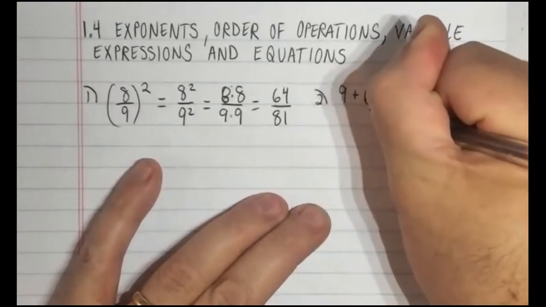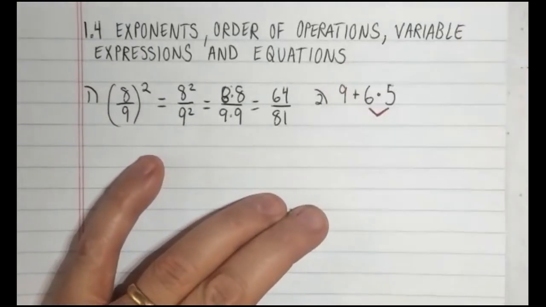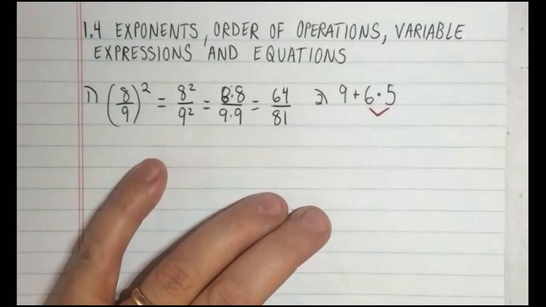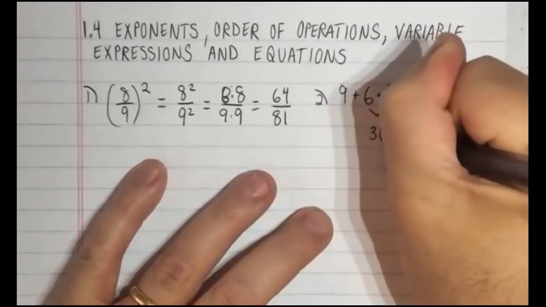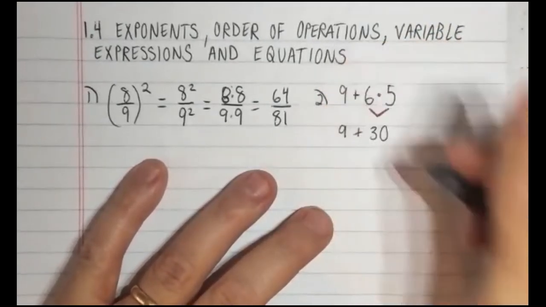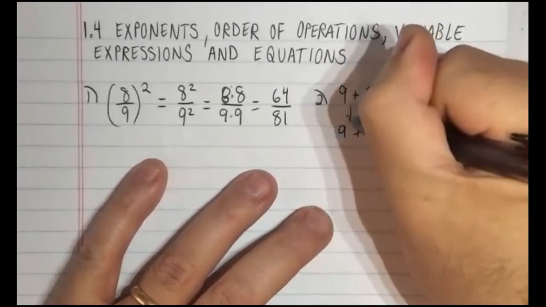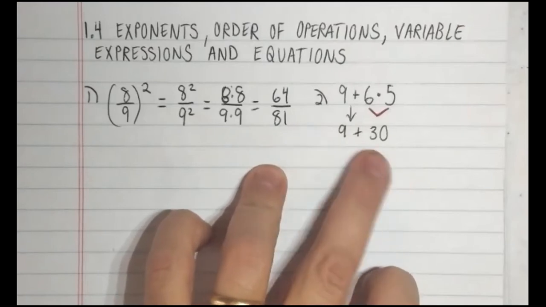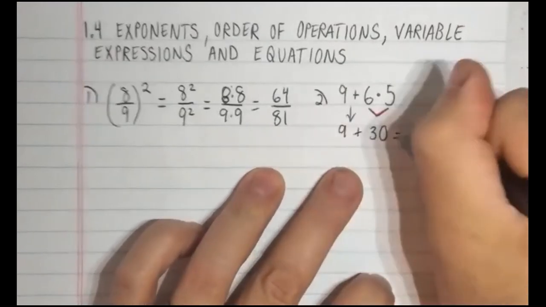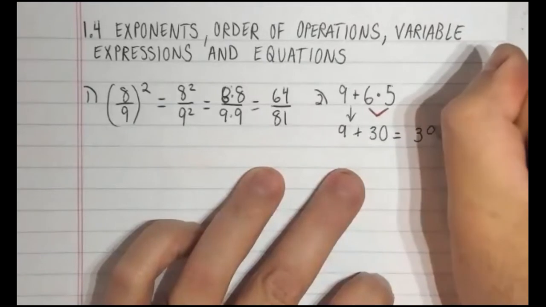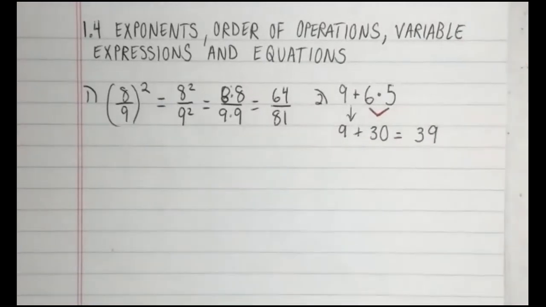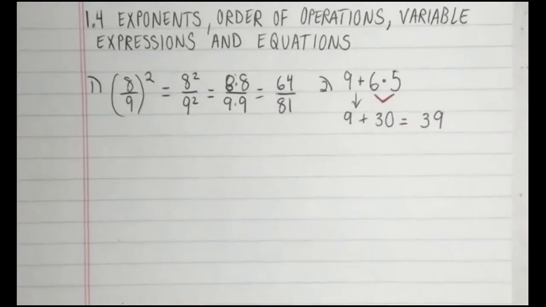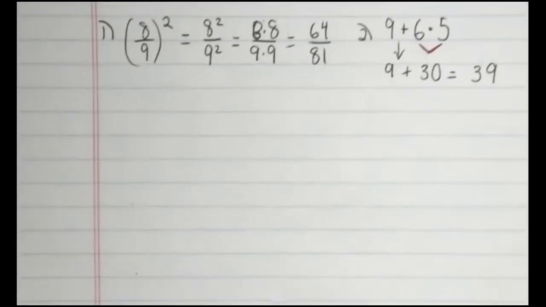The first thing I would do in this problem is multiply 6 times 5. 6 times 5 would give me 30. And then I'm just moving down that 9 plus to put in front of the 30. So the only operation I have left is 9 plus 30. That is just going to give me 39. So not so bad there. It's kind of an easier type of order of operations problem. But let's get into a little more complicated ones.